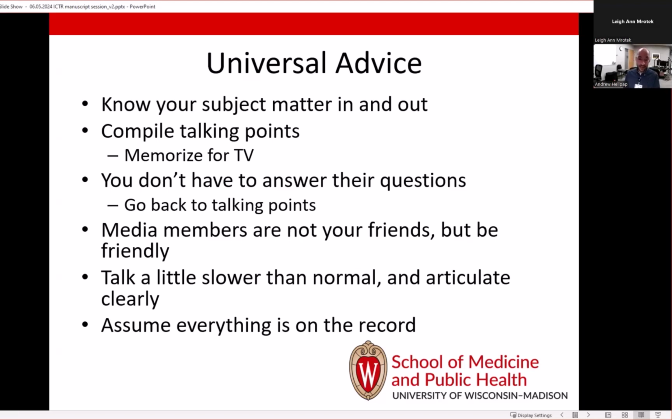Media members are not your friends, but you do want to be friendly with them. If you get too close of a relationship with a reporter, it does happen where people divulge things that they shouldn't. But you don't want to be so abrasive that they don't want to work with you again. This is a catchphrase that's always helped me with our experts in conveying this idea that you want them to come back to us, but you can't become fully comfortable with them like you would a friend.